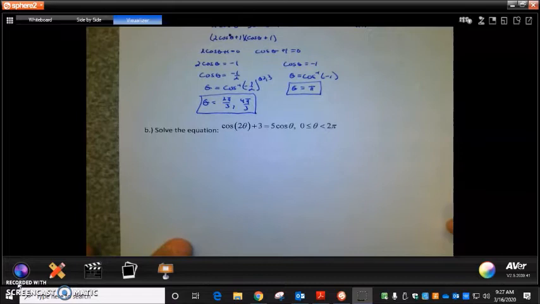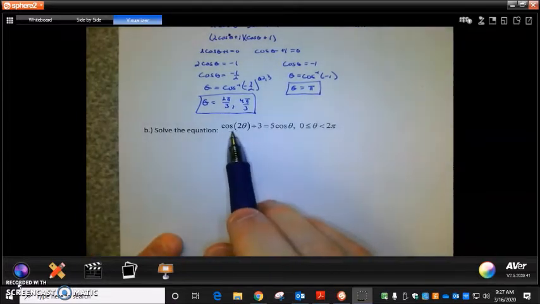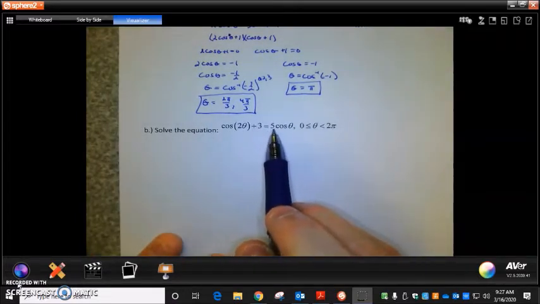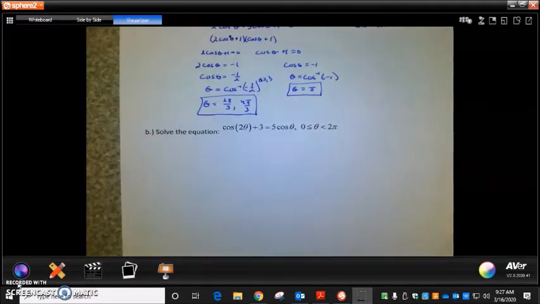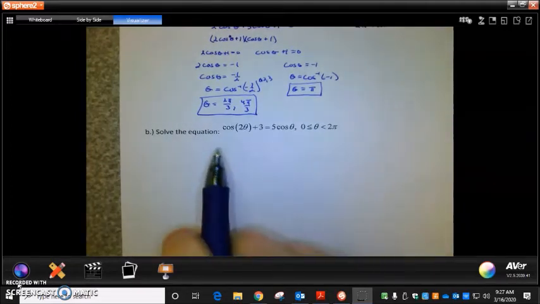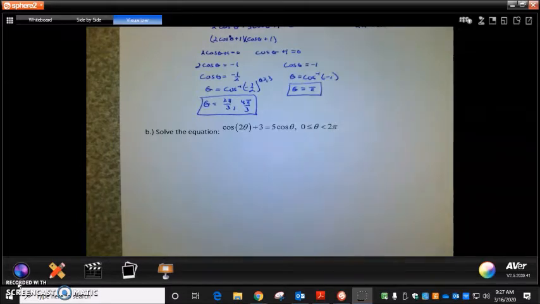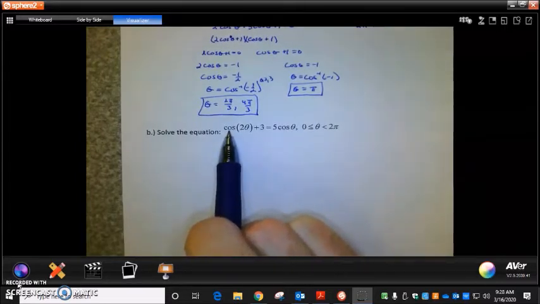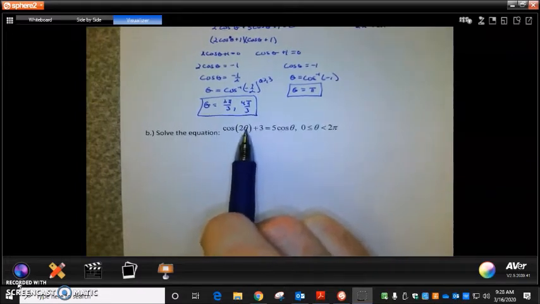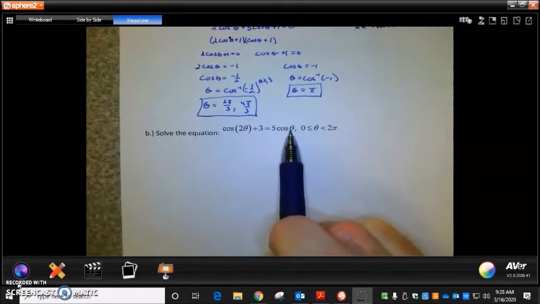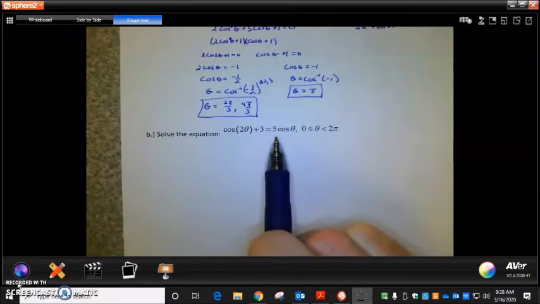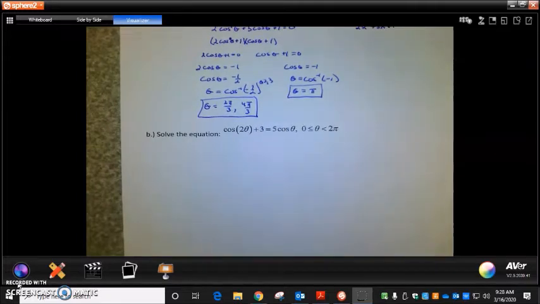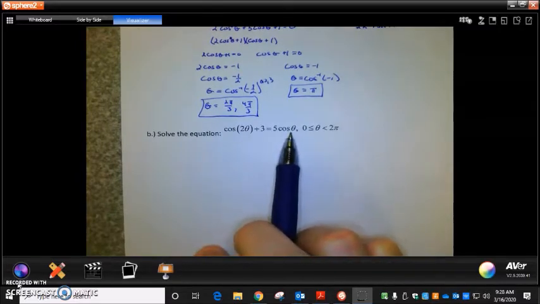All right, next example. If you take a look here, I've got cosine 2 theta plus 3 equals 5 cosine theta. Now, at first, it may appear like we've got the same common variables. We've got a cosine, we've got a cosine, but we don't. This is the cosine of 2 theta, and over here I've got the cosine of theta. Those are different. They're not the same variable, so we need to manipulate this one a little bit. Well, this is a double angle, and this is a single angle.